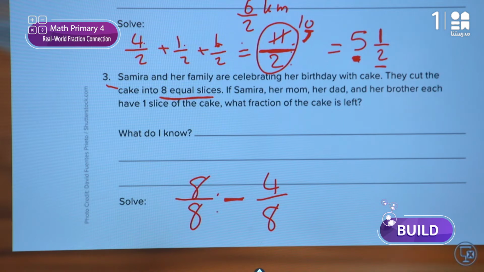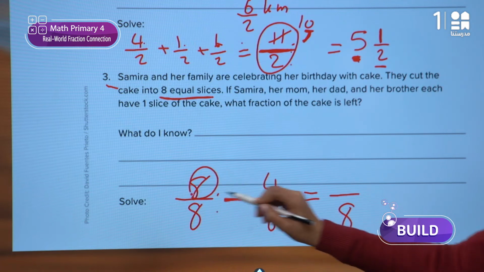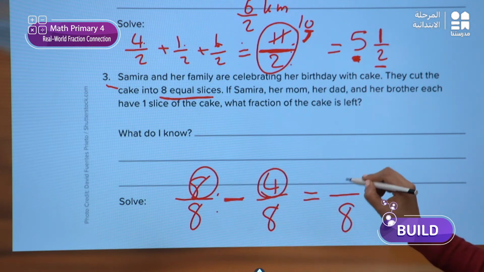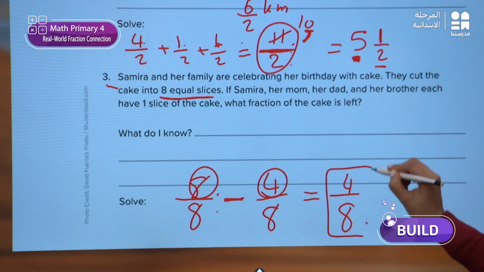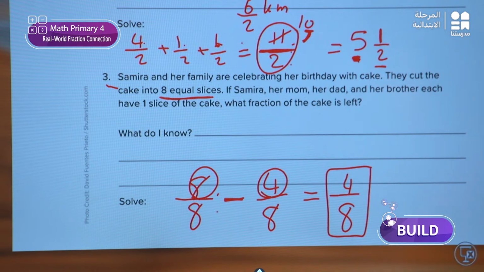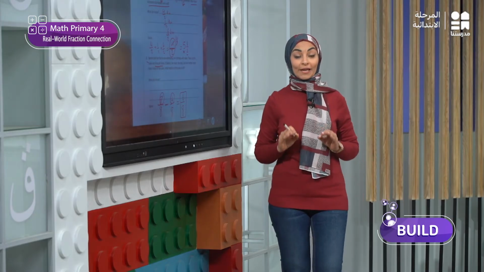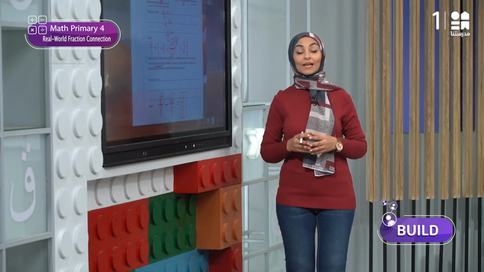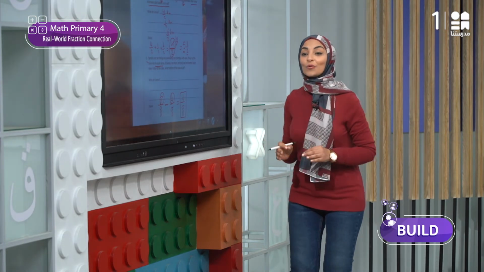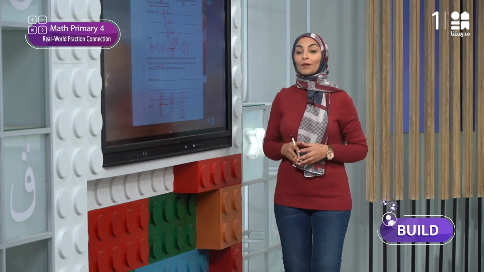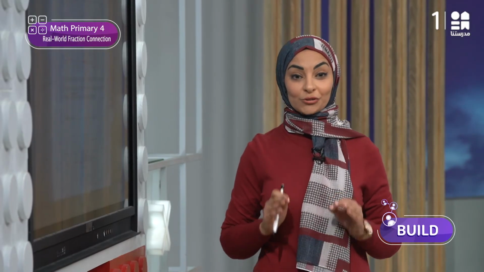So the answer is what? I will keep here the denominator as it is وهعمل 8 minus 4. 8 minus 4 gives me 4, يبقى الانسر بتاعي 4 over 8. وده it is half of the cake, right? يبقى half of the cake is left. And now you can answer problem number 4 by yourself using the same strategy.